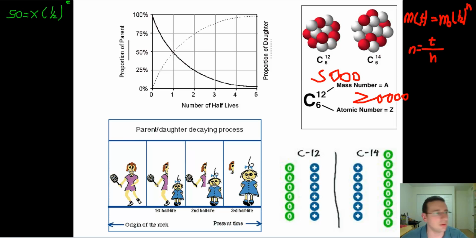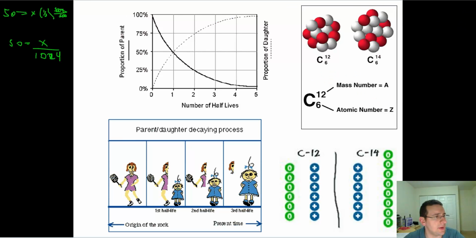But the half-life of this particular radioactive element that actually made that daughter element is about 500 years. So you divide those two together and you figure out this is going to be 10 times bigger, so this is basically x times 1/2 raised to the 10th power. So what you're going to get is 50 equals x divided by 1024.